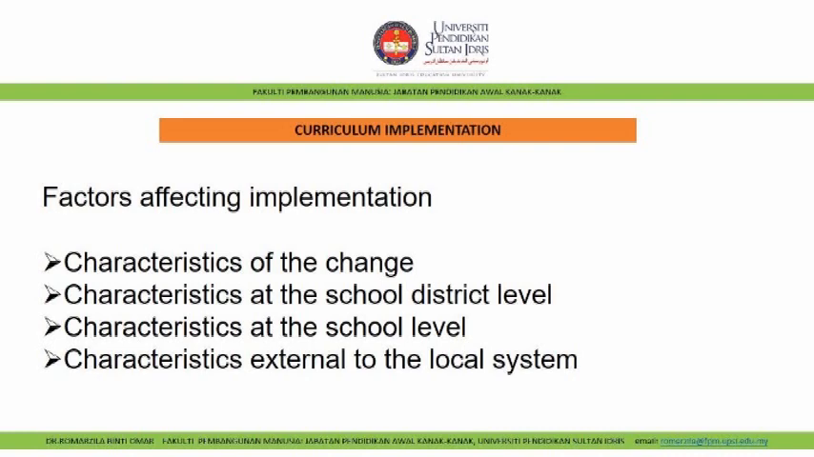And the third one is the characteristics at the school level: the principal, the teacher relations, the teacher characteristics and orientations. So that is the characteristics of the school level. And the last one is characteristics external to the local systems, from the role of government and external assistance.